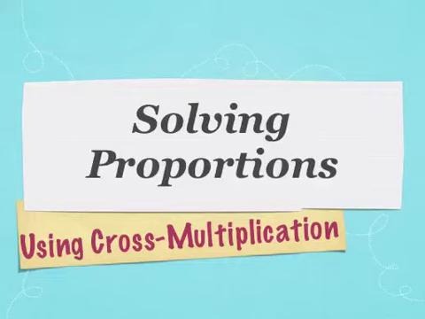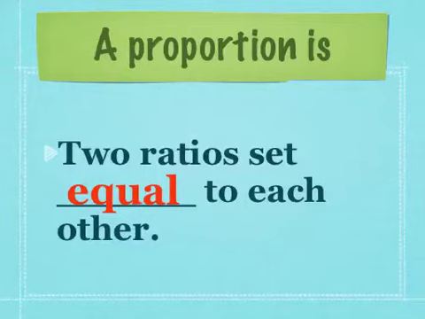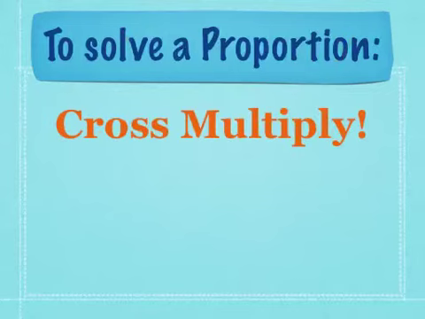Solving proportions using cross multiplication. A proportion is two ratios set equal to each other. Remember, ratios can be written as fractions and they compare two quantities. To solve a proportion, you are going to cross multiply.